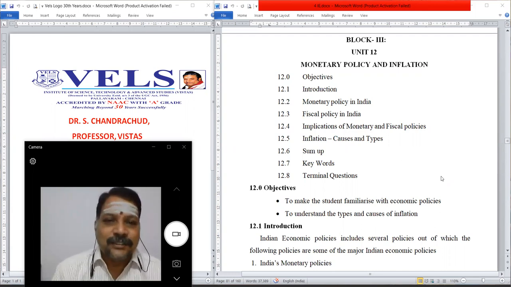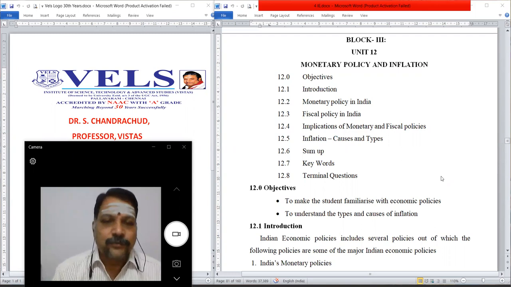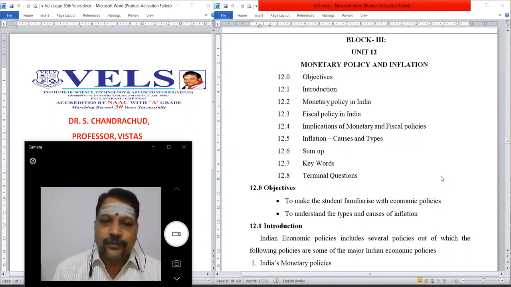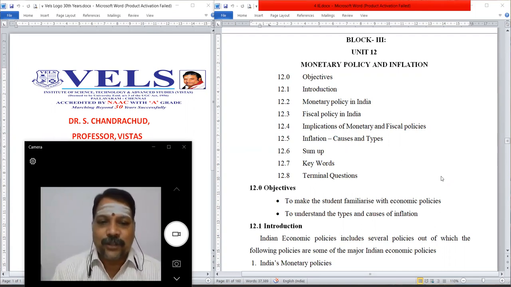Today's class is monetary policy and inflation. This topic is coming under Block 3, Unit 12. This particular unit consists of three different theories. One is monetary policy in India and fiscal policy in India. After that, inflation. What are the causes for inflation and what are the different types of inflation?